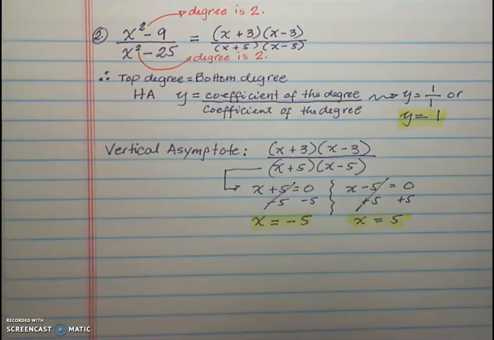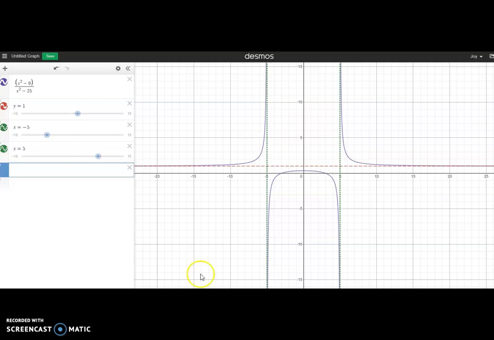We're now going to go ahead and use a graphing calculator to confirm all these asymptotes. All right, so this is your function, and here is your y equals 1, which is your horizontal asymptote, and your x equals negative 5 right here, and x equals 5, which are your vertical asymptotes.